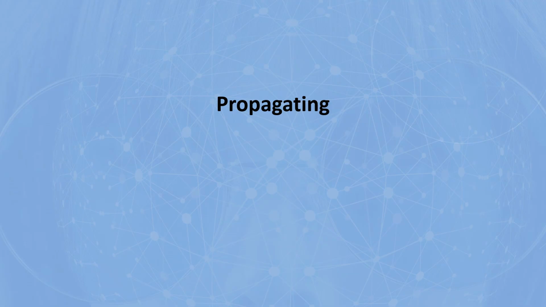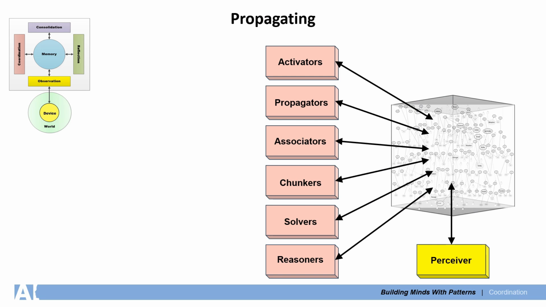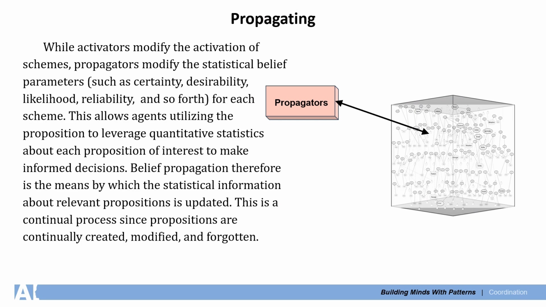Propagating. While activators modify the activation of schemes, propagators modify the statistical belief parameters, such as certainty, desirability, likelihood, reliability, and so forth, for each scheme. This allows agents utilizing the proposition to leverage quantitative statistics about each proposition of interest to make informed decisions. Belief propagation, therefore, is the means by which the statistical information about relevant propositions is updated. This is a continual process, since propositions, which are schemes, are continually created, modified, and forgotten.